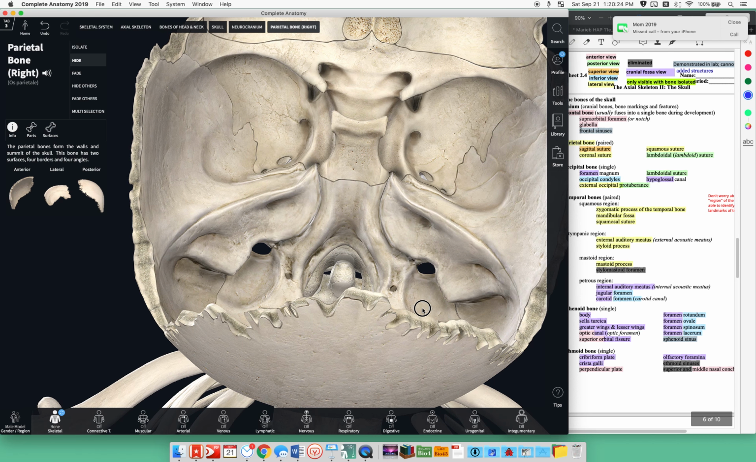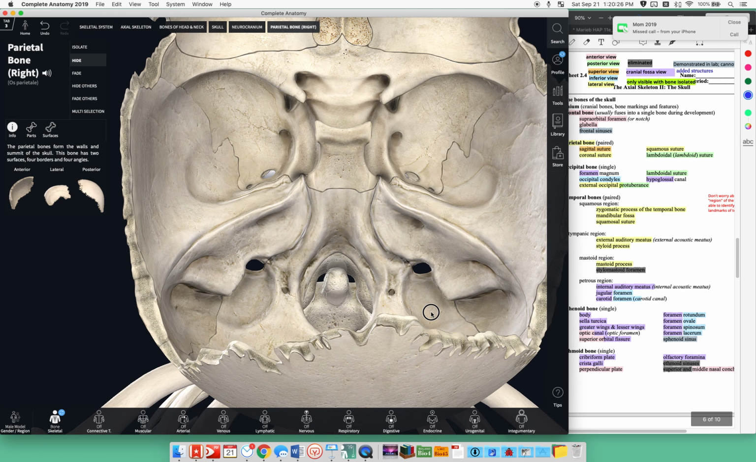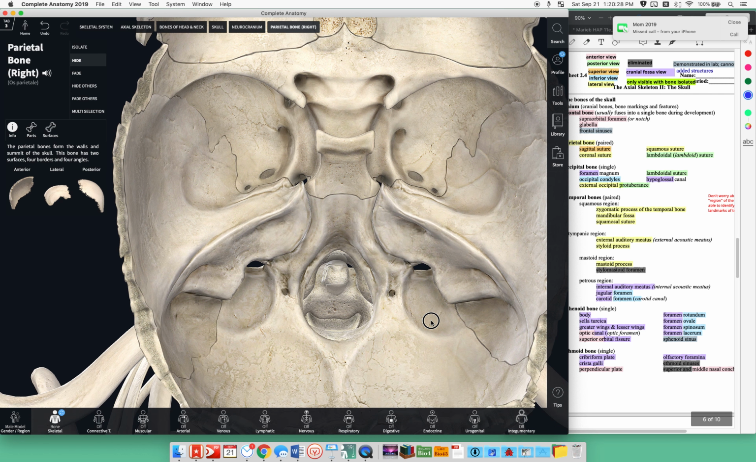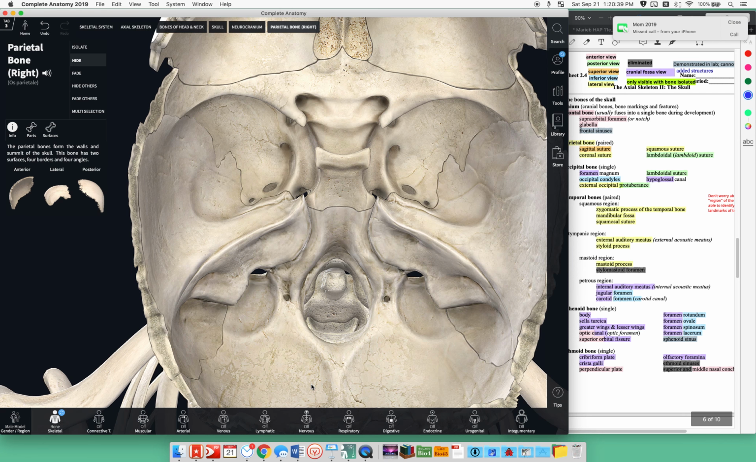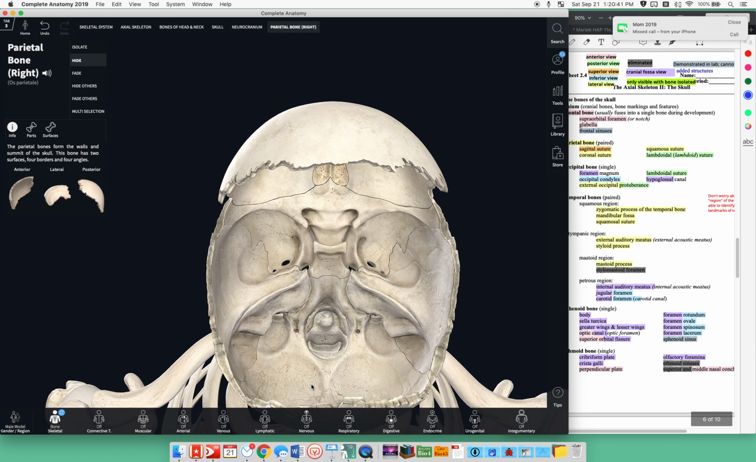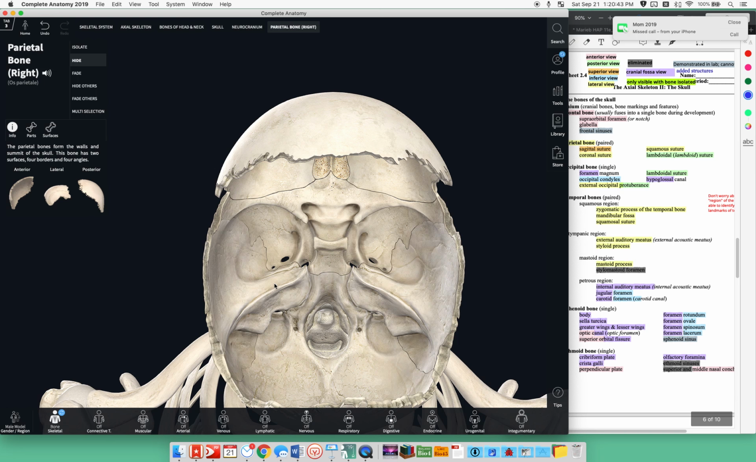In case you're wondering about the carotid canal, it's not something you can visualize from the inside. It actually joins into the foramen lacerum. So again, this is your middle cranial fossa, posterior cranial fossa.